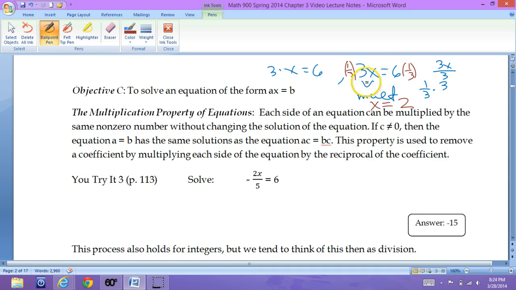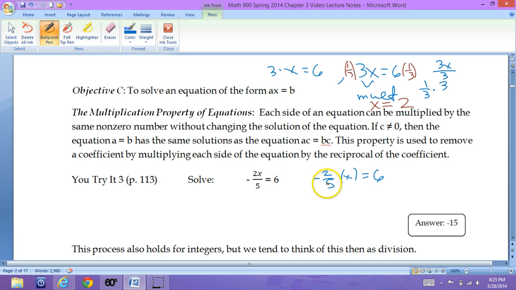So that's an easy integer example, but now we're going to deal with fractions. The reason I wanted to throw a harder problem right away is so that we could talk about multiplying each side by the same non-zero number. The coefficient of this can be written as -2/5 times x equals 6.